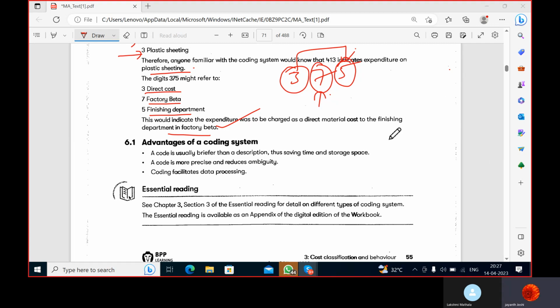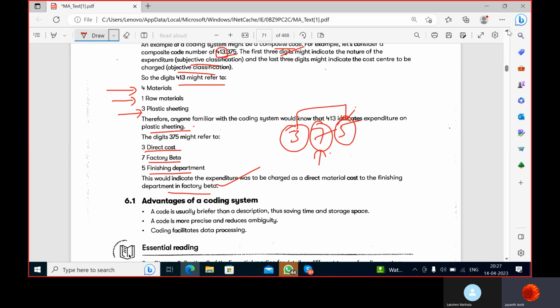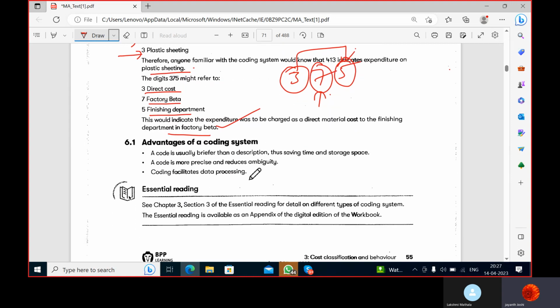Okay. Did you understand the coding system, Hamsika? Yes, I did. So we can give any codes based upon our convenience. So these are the ways the coding is done. Advantages of a coding system is that a code is usually briefer than a description. That means instead of describing something in detail or elaborating, it's easy to use the codes. It saves time and storage space, and code is more precise and reduces ambiguity because different numbers are taken in the codes.